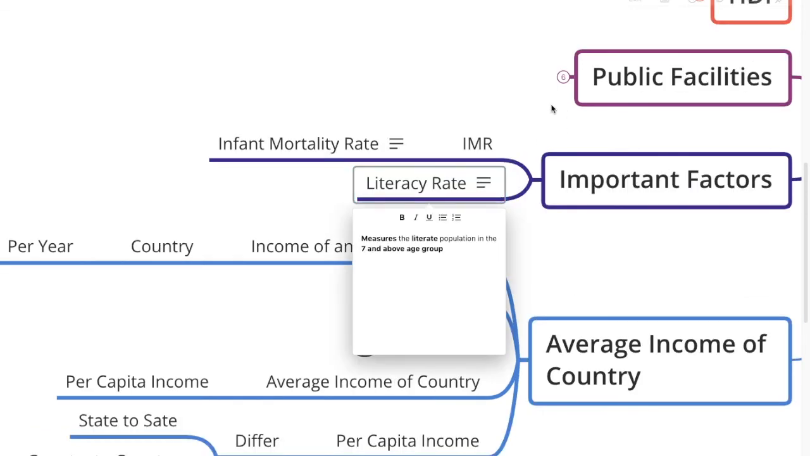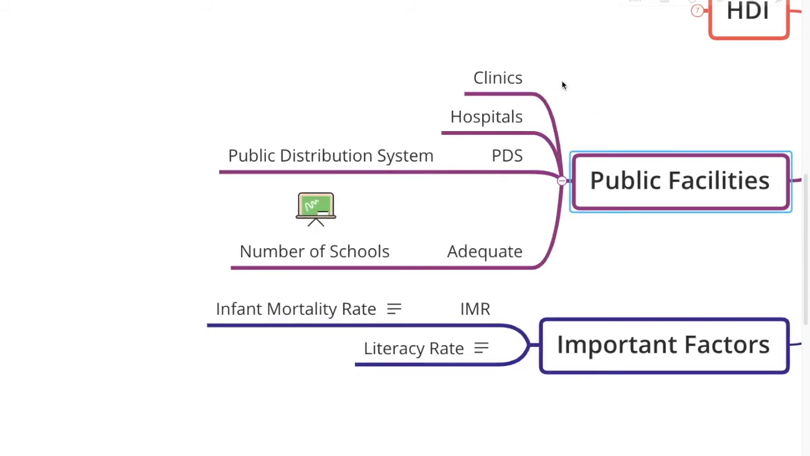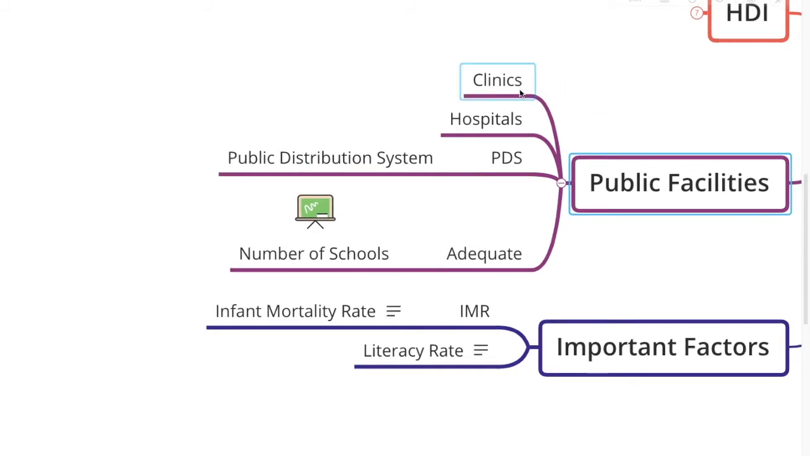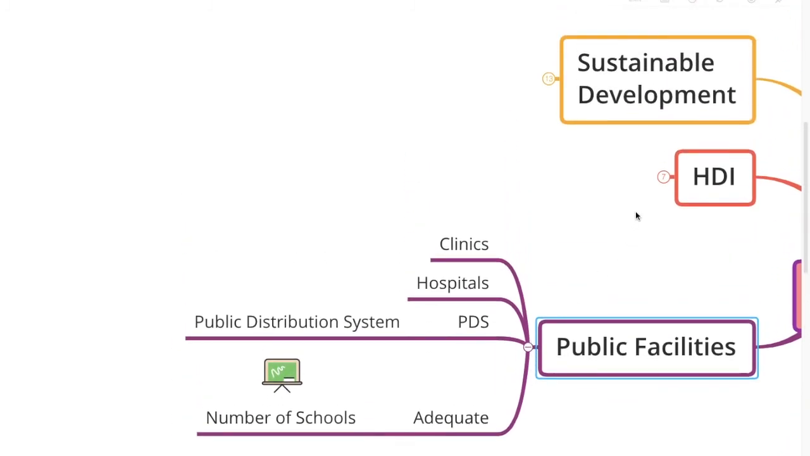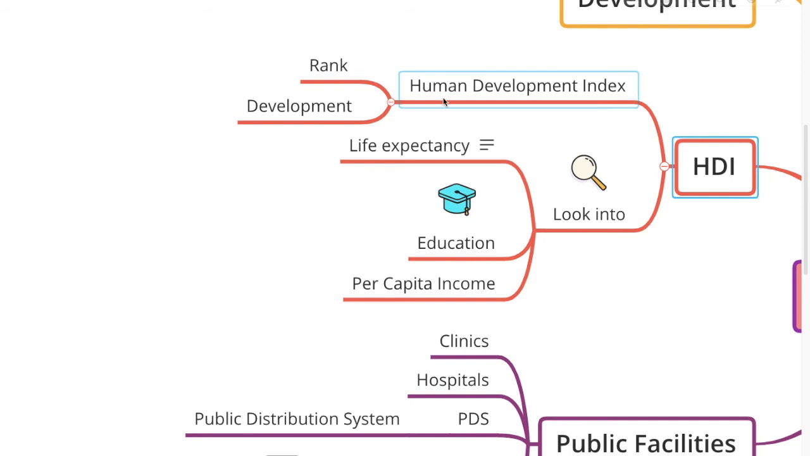Now, public facilities make a huge difference in development. Public facilities such as clinics, hospitals, PDS, the public distribution system, the ration shops, and an adequate number of schools make a huge difference. Let's look at something called HDI. Very simple, Human Development Index. Now this looks at the ranking of countries based on their development. Human development ranking is basically a ranking that is based on the development of a country.